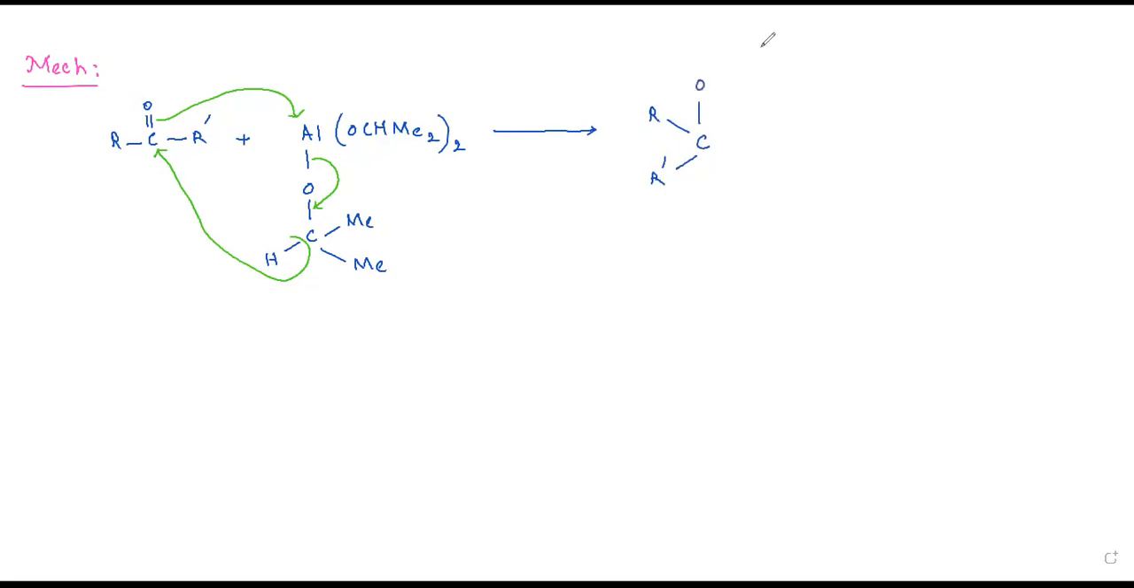Now, this oxygen is going to form a bond, going to give you a transition state. OCHMe2 taken twice. Now, this is a bond going to be formed. Then this bond is going to get broken. Now, you have already got a bond here. A bond is going to get formed.